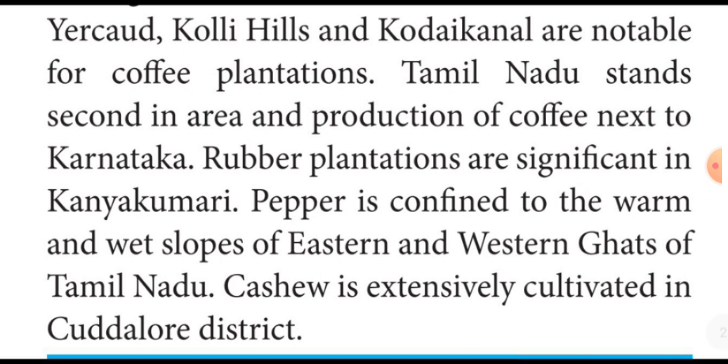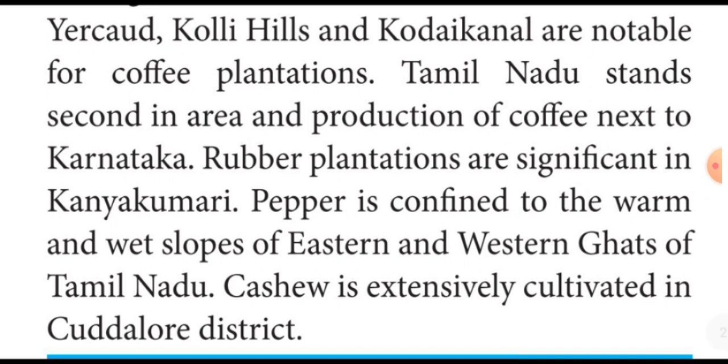The next one is the rubber plantation. Rubber is mostly cultivated in the district of Kanyakumari. It is one of the plantation crops. In Tamil Nadu, rubber is mostly cultivated in the district of Kanyakumari.